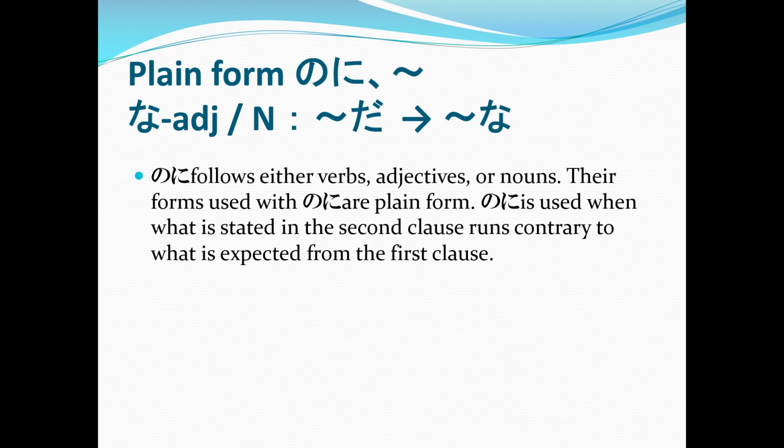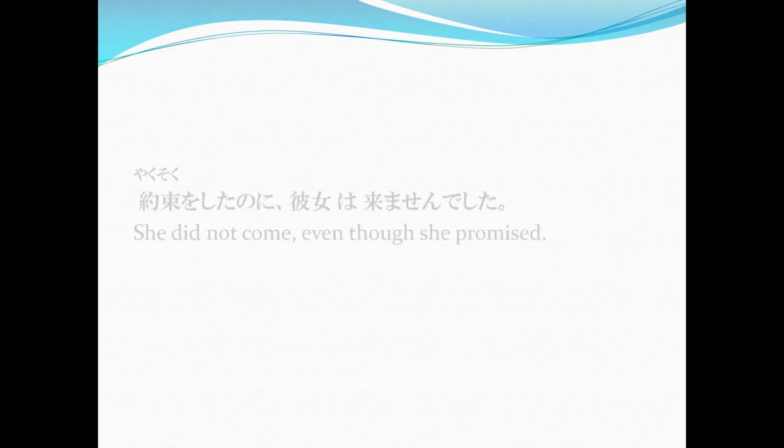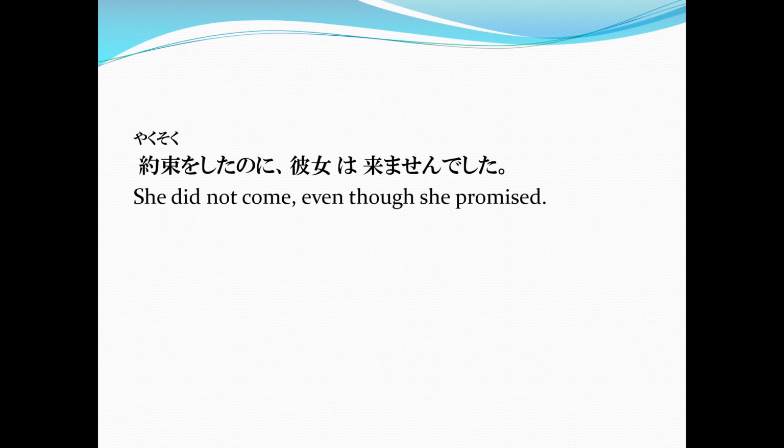So let me show you examples on how to use noni. Yakusoku shita noni kanojo wa kimasen deshita. Again, yakusoku shita noni kanojo wa kimasen deshita. She did not come even though she promised. So, this sentence expresses the feeling of surprise and disappointment. The speaker is expecting that she would turn up based on the first clause, yakusoku shita noni, but it did not happen, as stated in the second clause, kanojo wa kimasen deshita.